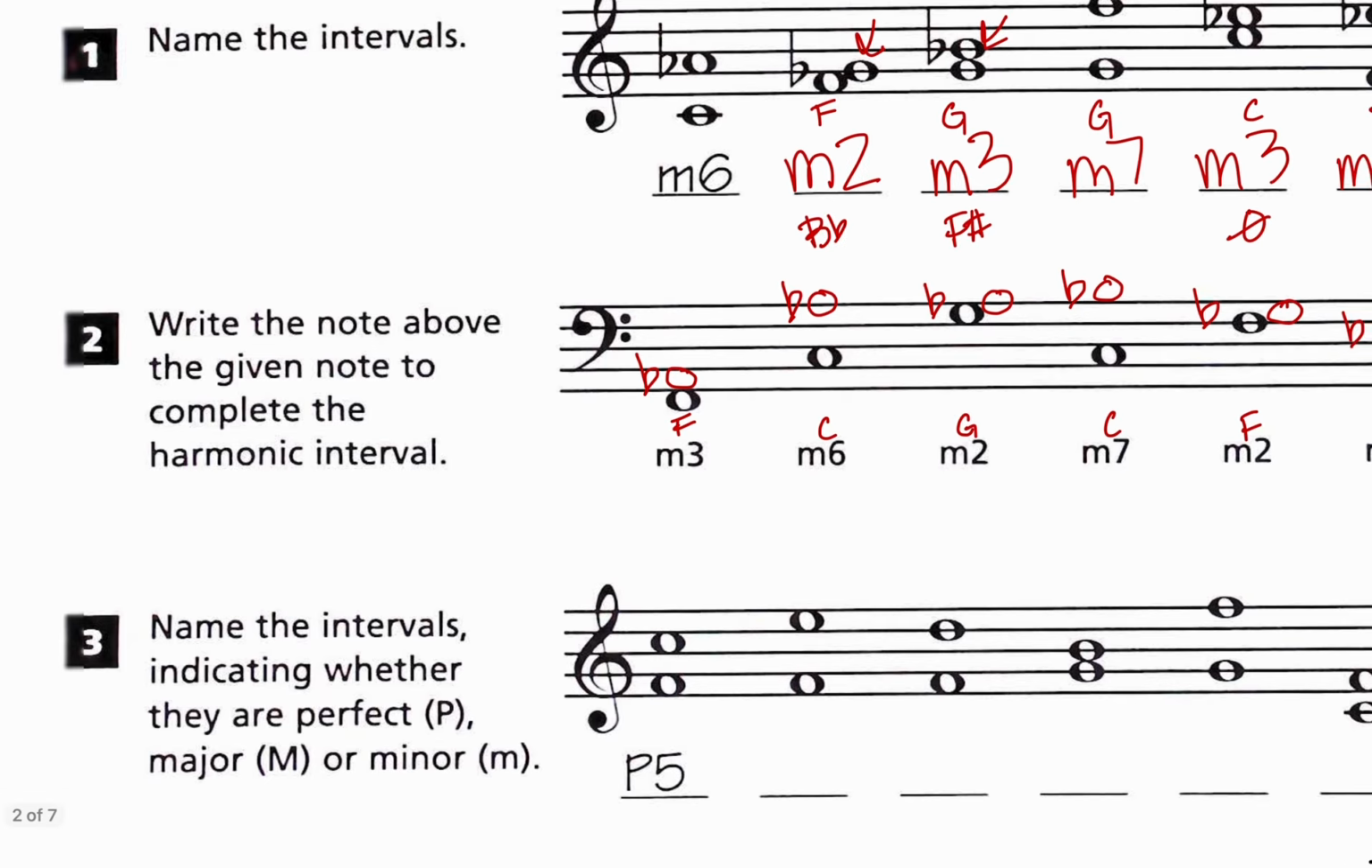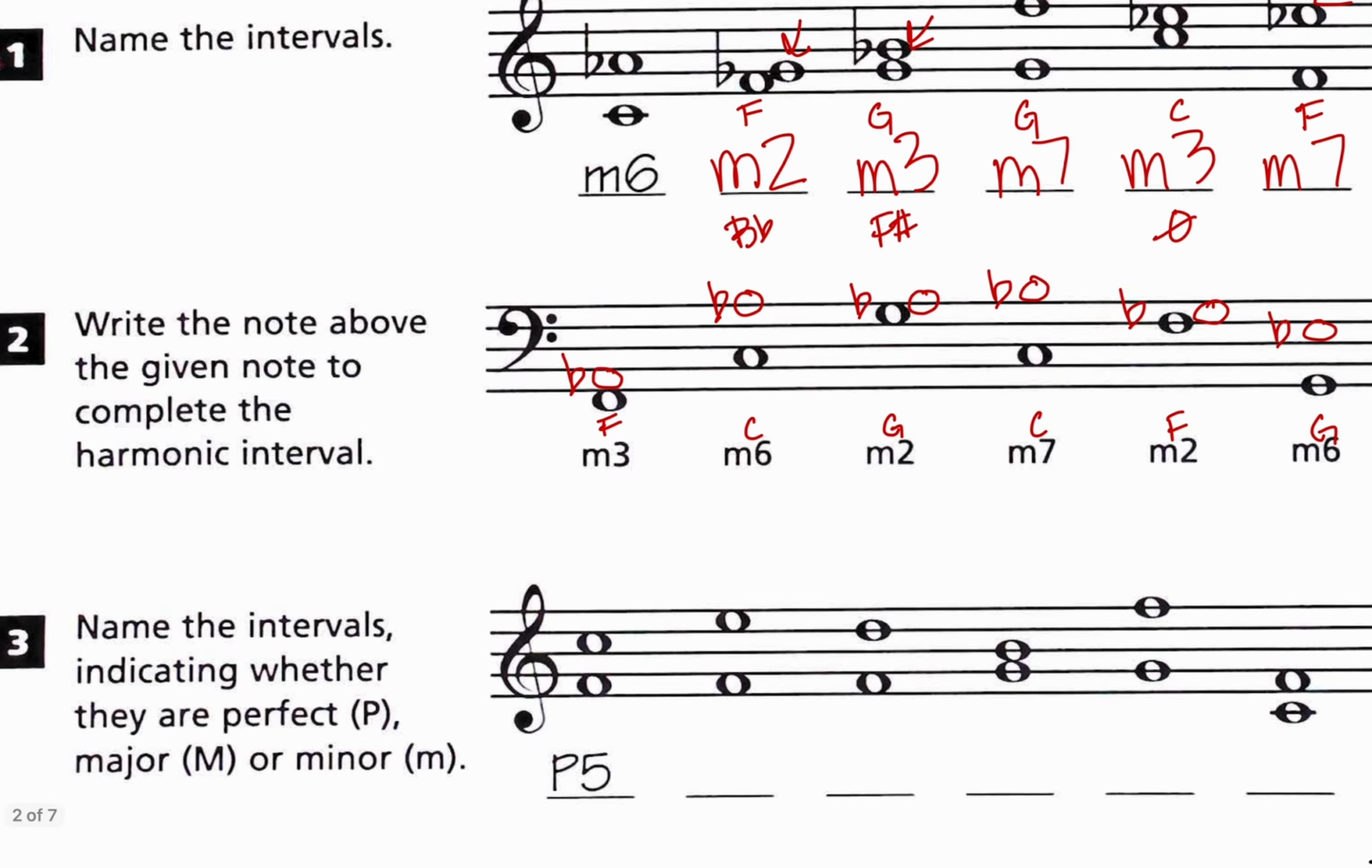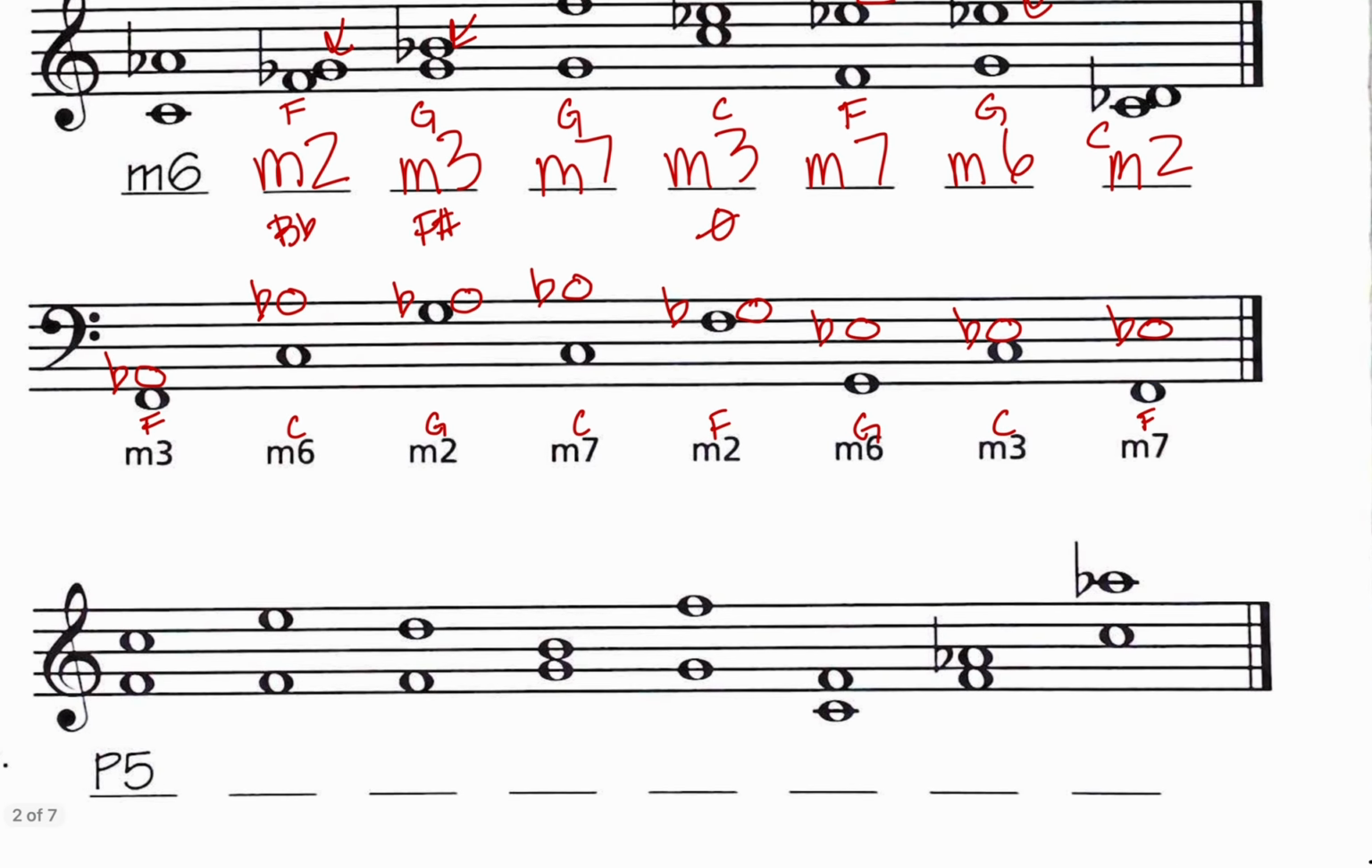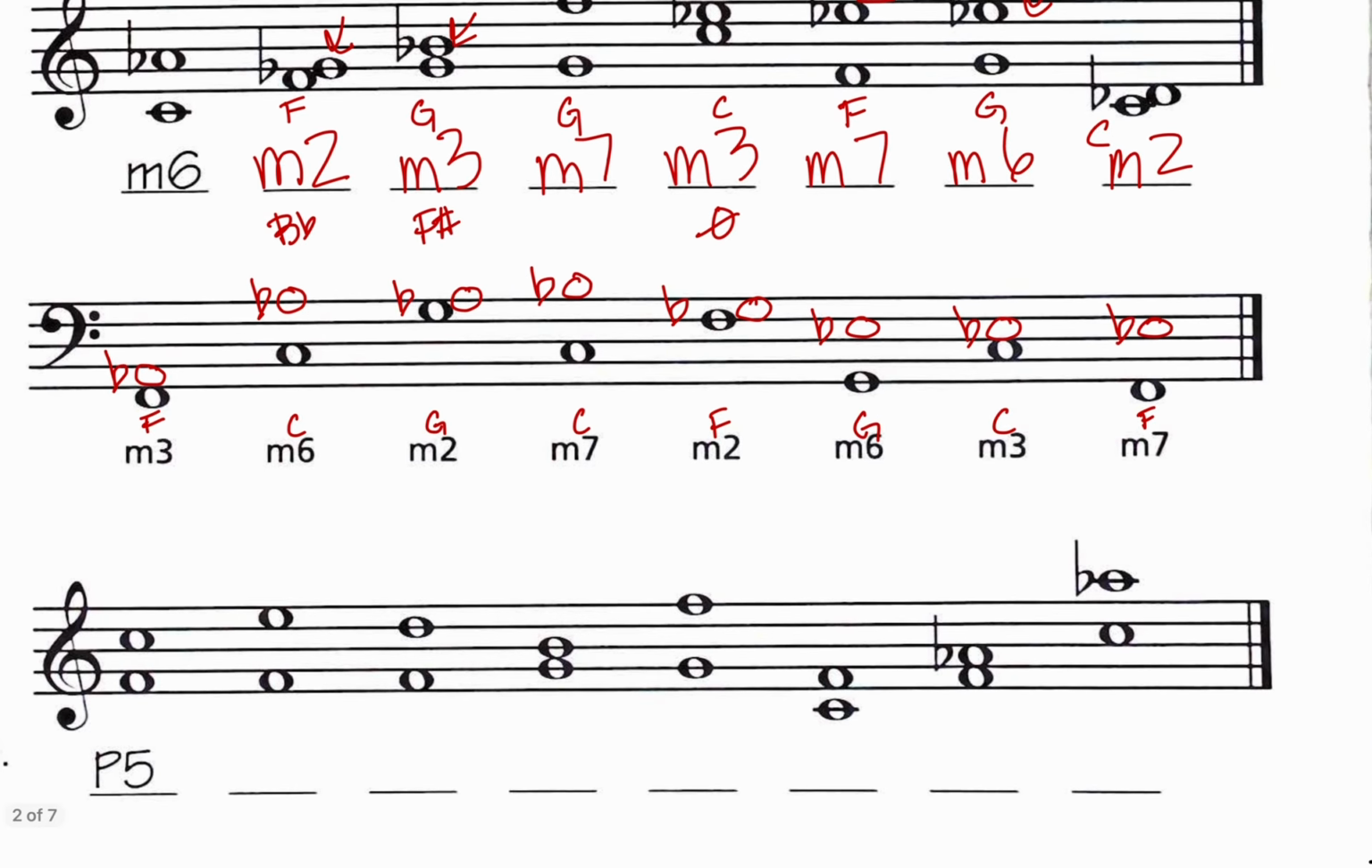Lastly, on exercise 3, it wants us to name the interval and indicate whether it is perfect, major, or minor. So let's go ahead and name our bottom notes so that we can know what keys we're going to be using. Key of F, key of F, key of G, key of G, key of C, key of F, key of C. Now we're going to figure out our numbers. 1, 2, 3, 4, 5, 6, 7. 1, 2, 3, 4, 5, 6. This is a third, seventh, fourth, third, and sixth.